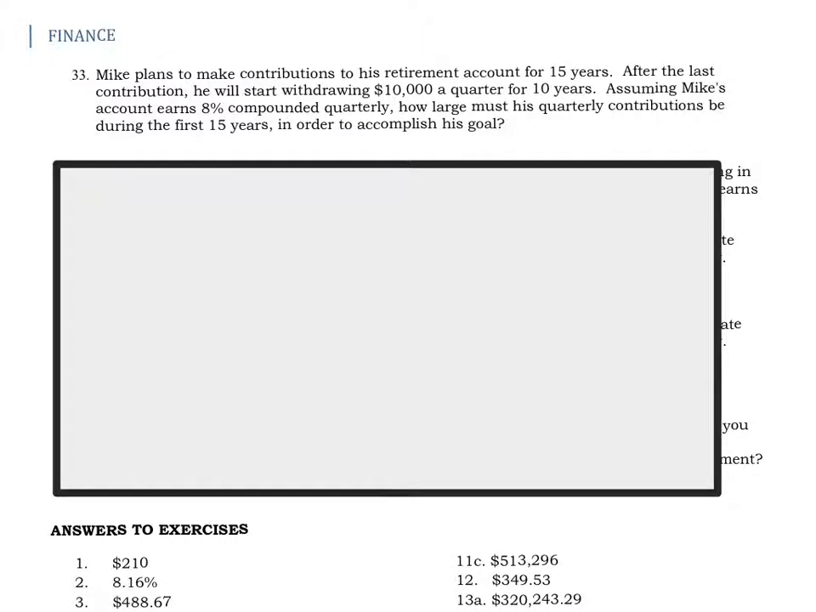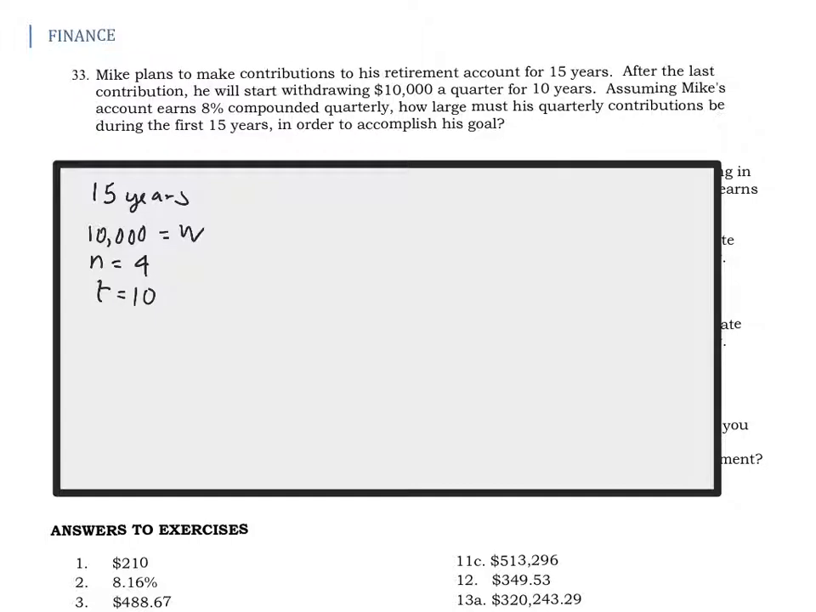Finance practice exercises number 33. Mike plans to make contributions to his retirement account for 15 years. After the last contribution, he will start withdrawing $10,000 a quarter. That's the withdrawal, a quarter for 10 years.